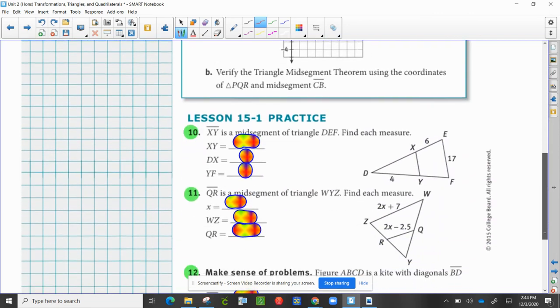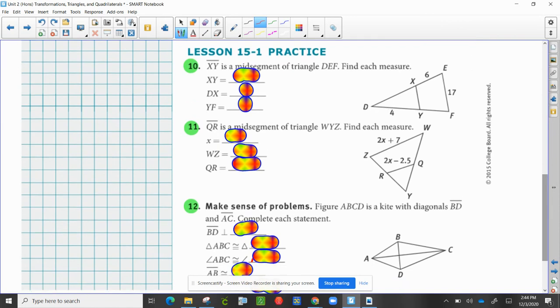Okay, let's just jump down here to this lesson practice problems and do a couple more problems. It says XY is a mid-segment of the triangle DEF. So we know for sure it's a mid-segment. Let's talk about what that means then. If that's the case, then I know that these points are midpoints of the line. So Y is the midpoint of DF. X is the midpoint of DE.